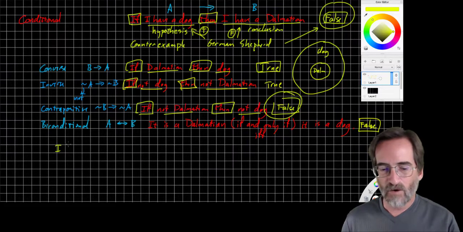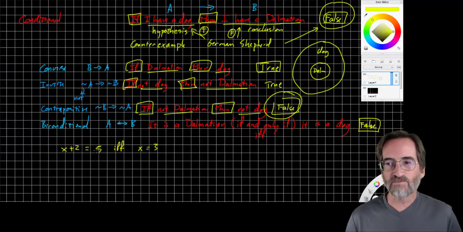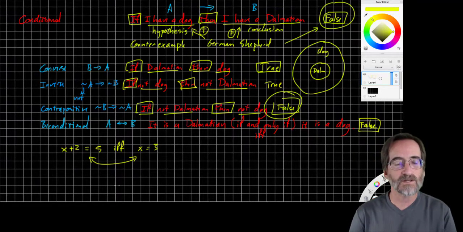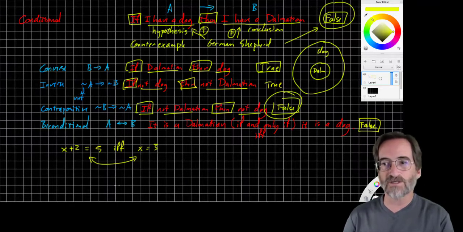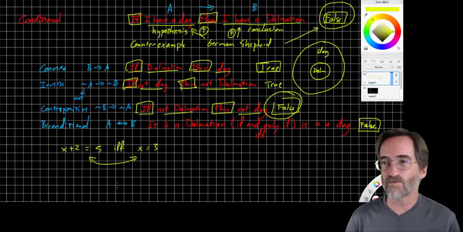I should say, x plus 2 equals 5 if and only if x equals 3. So if x plus 2 equals 5, subtract 2 from both sides, then x equals 3. If x equals 3, then x plus 2, 3 plus 2, equals 5. It flows both directions, so it is true both directions. So it is a biconditional. X plus 2 equals 5 if and only if x equals 3.